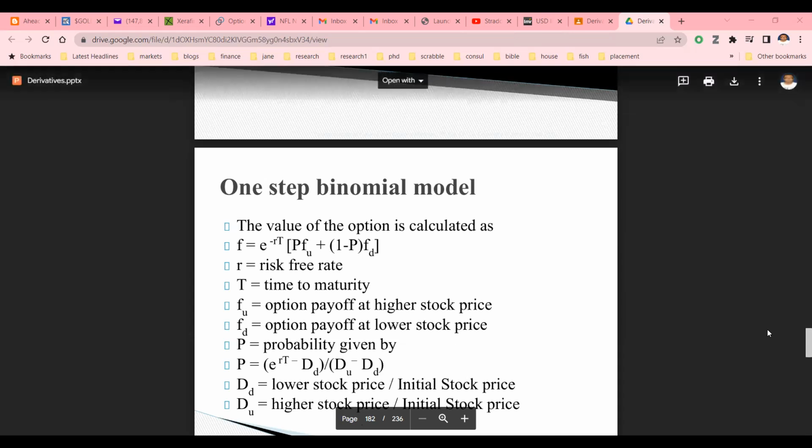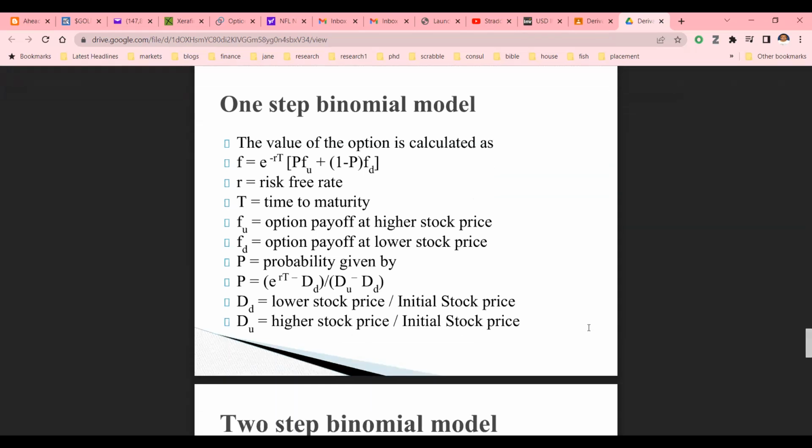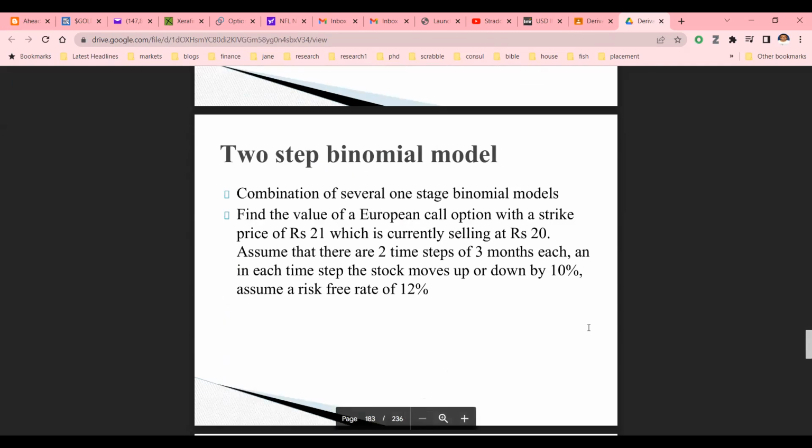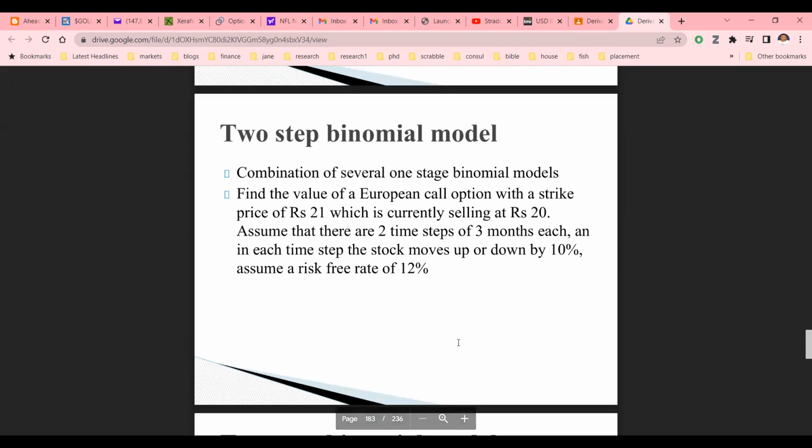Okay, students, so we can continue. So this is how we will calculate the value of the option. So let's look at a situation. This is an actual example. We will basically look at setting up a two-step binomial model. So basically you have to draw a tree kind of a setup, and then we'll use these formulas to calculate the value of the option.